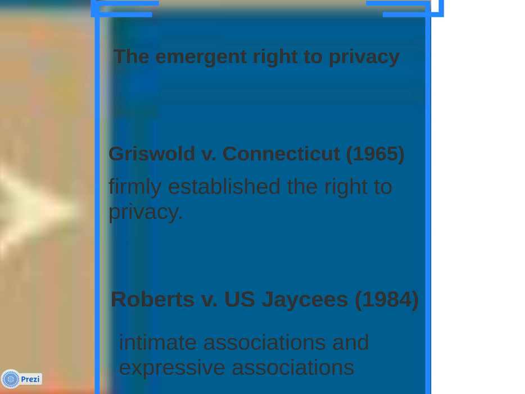The protection of intimate associations allows Americans to maintain intimate human relationships as part of their personal liberty. The protection of expressive associations allows people to form associations with others and to practice their First Amendment freedoms of speech, assembly, petition, and religion.